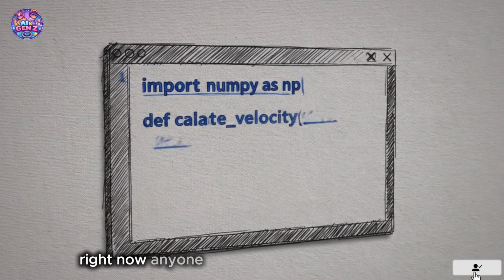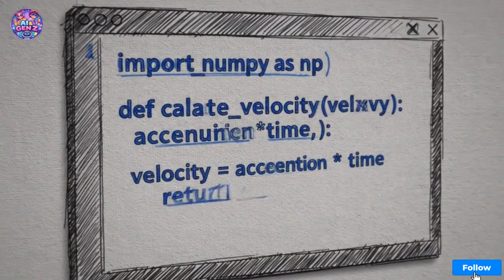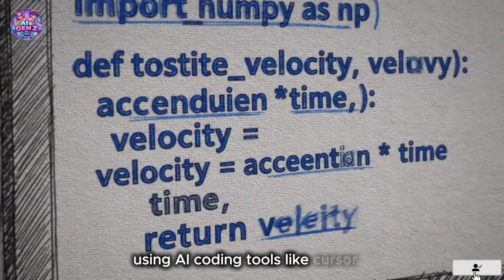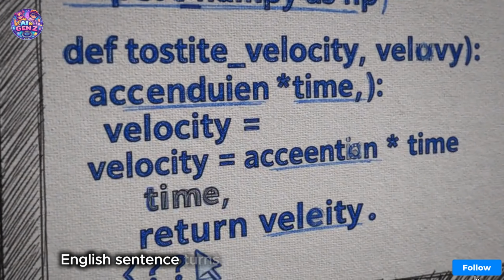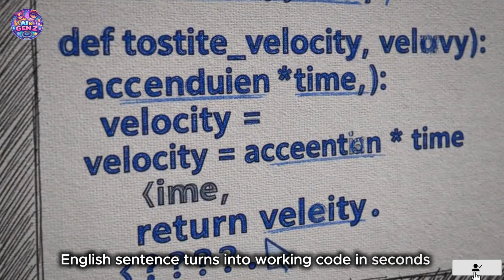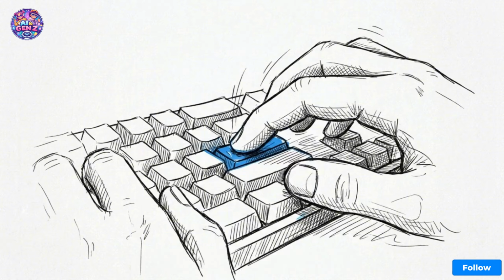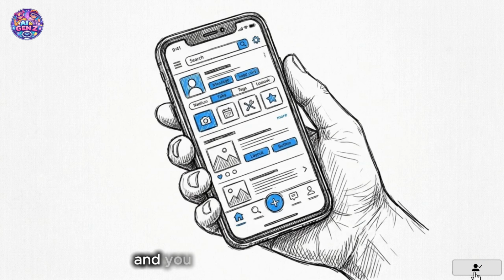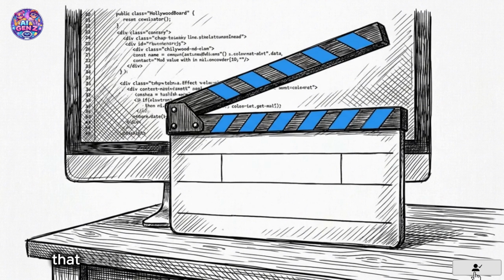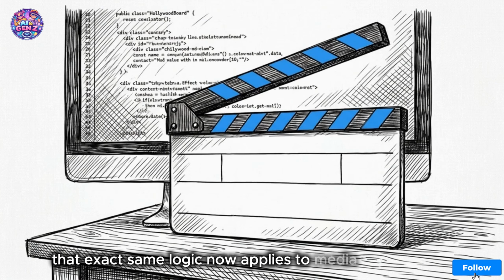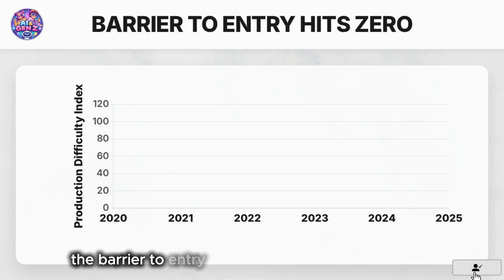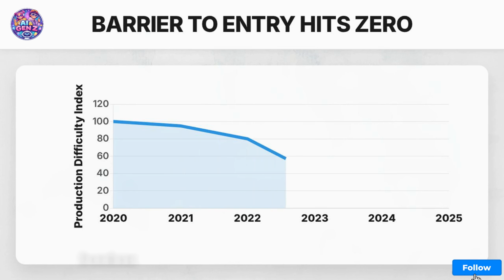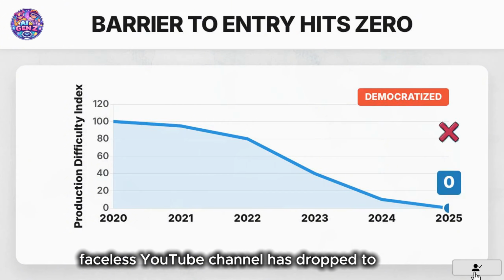Right now, anyone can build functional software. Using AI coding tools like Cursor, a plain English sentence turns into working code in seconds. You type a simple text prompt, hit enter on an app builder, and you have a deployable app. That exact same logic now applies to media production. The barrier to entry for creating a fully automated, faceless YouTube channel has dropped to zero.